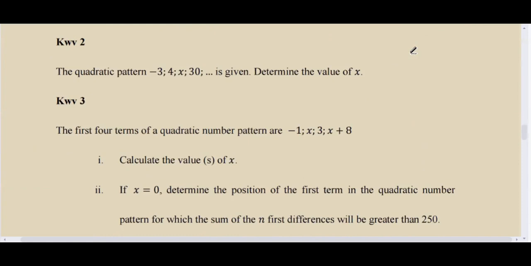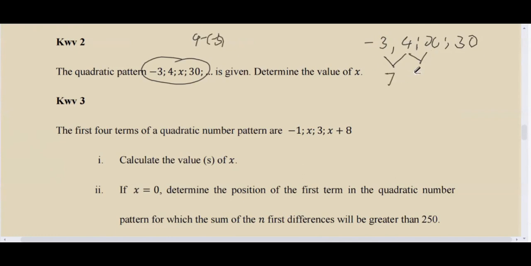Okay, activity number 2 says the quadratic pattern -3, 4, x and 30 is given. Determine the value of x, right? So this is a quadratic pattern. So let's go ahead. This would be -3, 4, and then we have x, and then we have 30. We know in order to find the difference, we need to say this is 4 minus -3. So if we say 4 minus -3, this is going to give us 7.